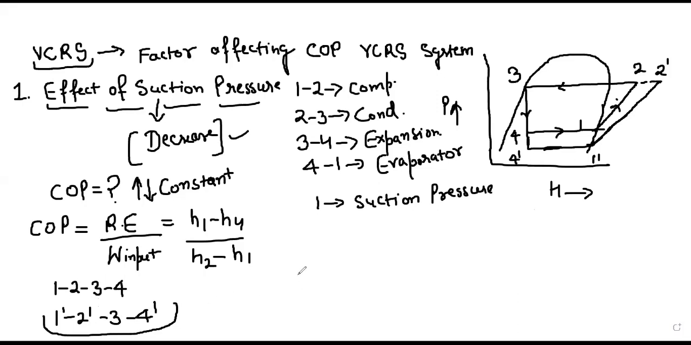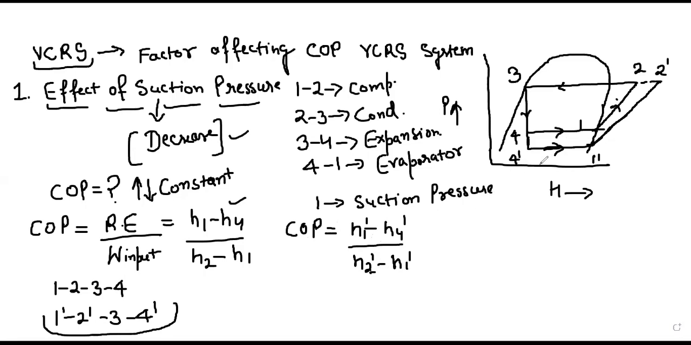Clear? Now, if I have to find the value of COP of this new system in which we have decreased the suction pressure, what is the COP of it? Now, the refrigeration effect is basically from what? It is basically from 4 dash to 1 dash. So it will be H1 dash minus H4 dash, upon what is the work input? Initially it is 2 minus 1. Now it will be H2 dash minus H1 dash. Clear? So these are the two COP formulas.